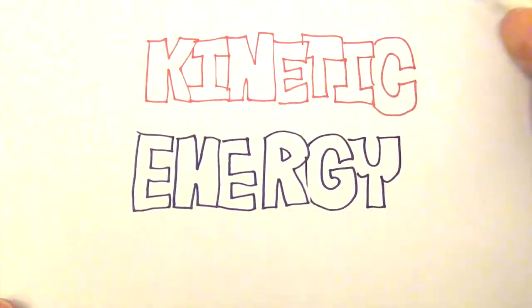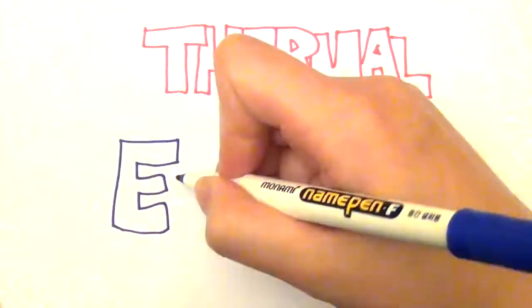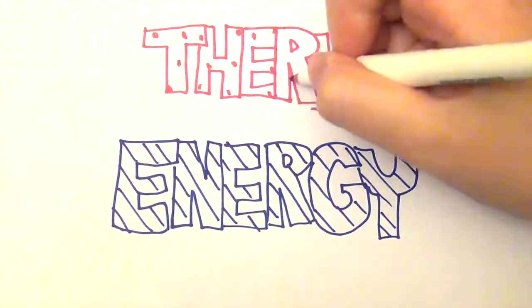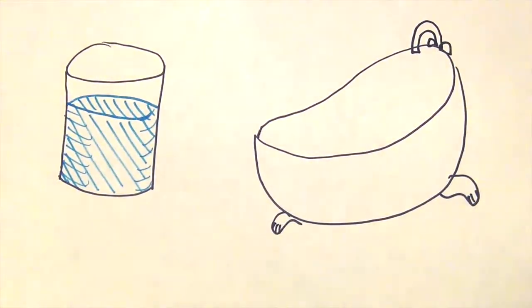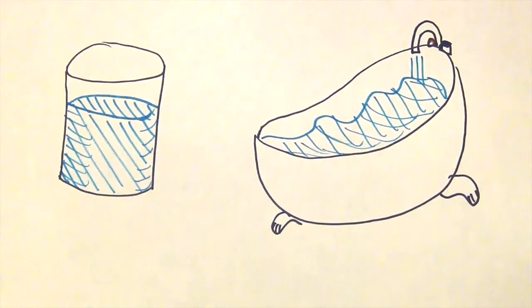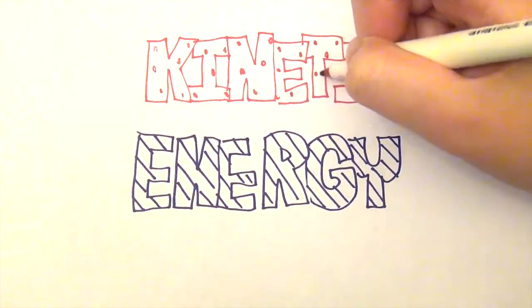This energy of motion is known as kinetic energy, and the total kinetic energy of all the molecules in an object is called thermal energy. For example, when you compare the thermal energy of water in a small cup and a bathtub, water in the bathtub has higher thermal energy simply because there are more molecules. But in this video, we'll assume that they all have the same volume.